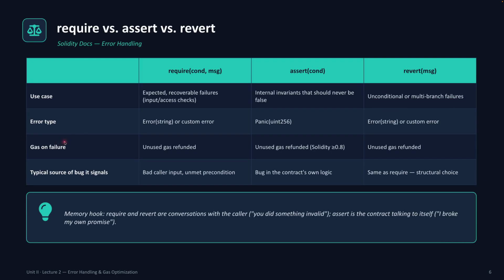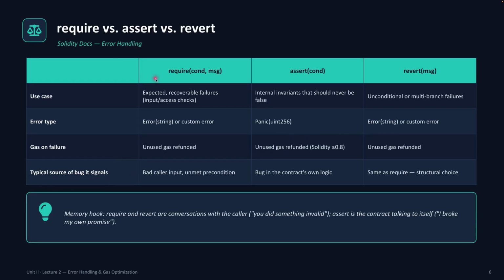What happens when we encounter a require statement? What happens to the gas? The unused gas is refunded in case of require. In case of assert, the unused gas is refunded only after Solidity compiler version 0.8. Prior to that, the unused gas was not refunded to the caller. In case of revert, this exhibits the same behavior as require, that is, the unused gas is refunded to the caller.